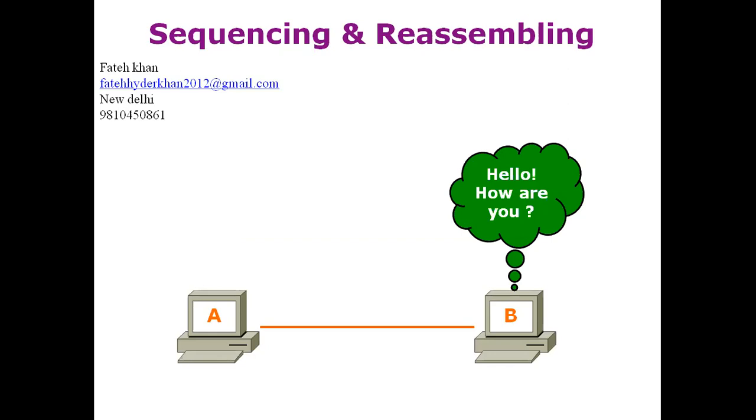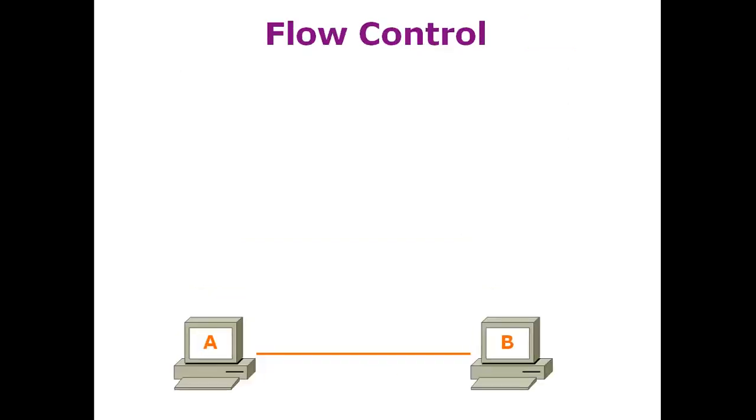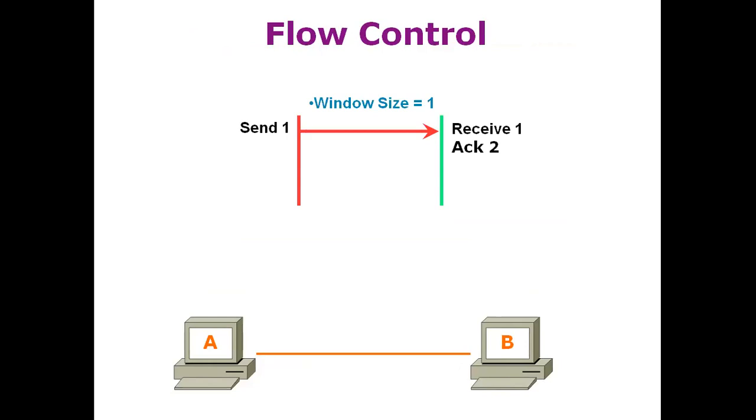Now flow control. When a PC is sending data to another device, at the same time, when the receiving device sends its ACK packet, this process is called window size 1.